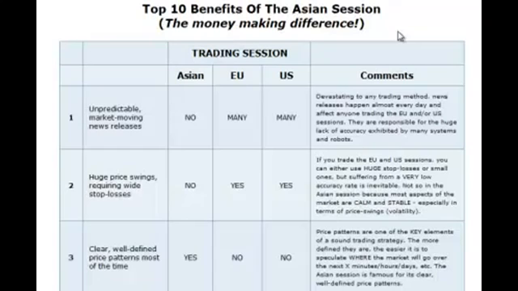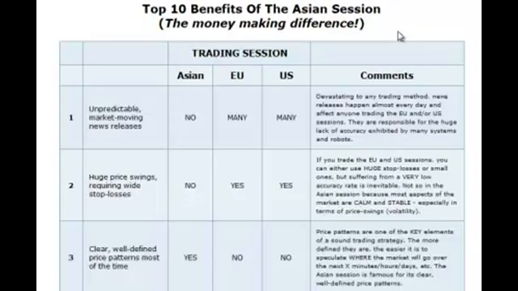These are midterm to long-term strategies where you're looking to capture much longer trends. And that's something completely different.